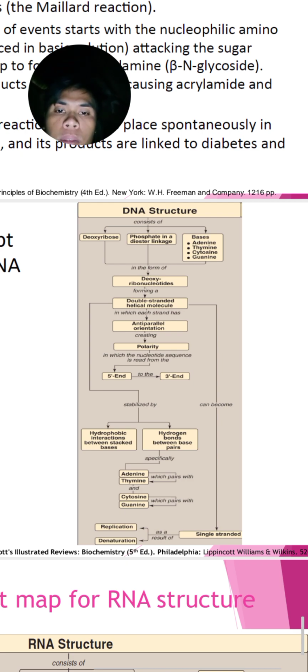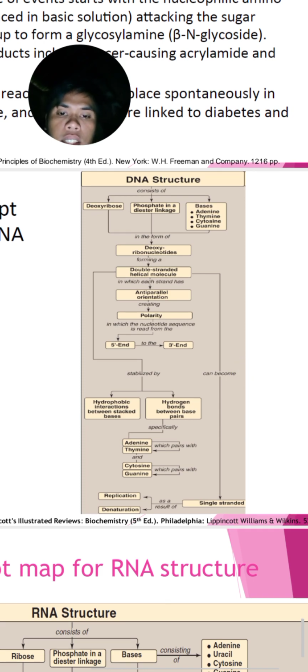The double-stranded helical molecule can be stabilized by hydrophobic interaction between stacked bases and the hydrogen bonds between base pairs. It can also become single-stranded. For the hydrogen bonds between base pairs, adenine pairs with thymine and cytosine pairs with guanine. The single strands result from replication and denaturation.